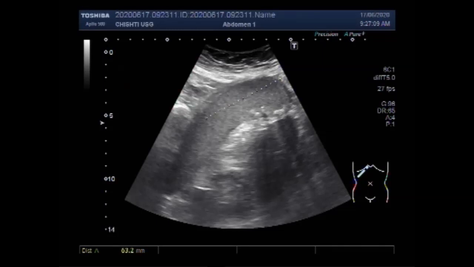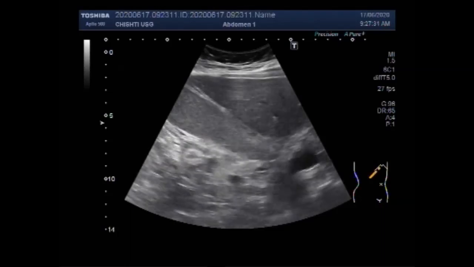Now you can see the gallbladder is over-distended in this case, and it measures about 13.3 centimeters by 2.9 centimeters. And now you will see the condition of the gallbladder in the side down position.